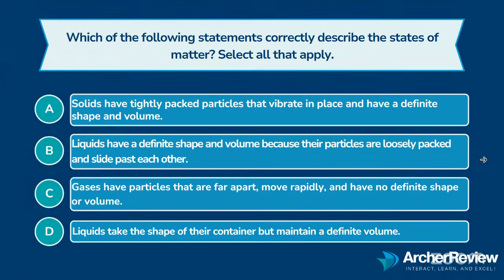Let's take a look at our next one. Which of the following statements correctly describe the states of matter? Select all that apply. A, solids have tightly packed particles that vibrate in place and have a definite shape and volume. B, liquids have a definite shape and volume because their particles are loosely packed and slide past each other. C, gases have particles that are far apart, move rapidly, and have no definite shape or volume. D, liquids take the shape of their container, but maintain a definite volume. Get those answers out there.